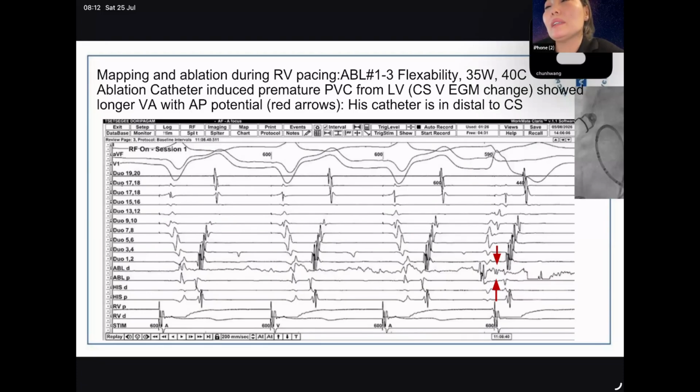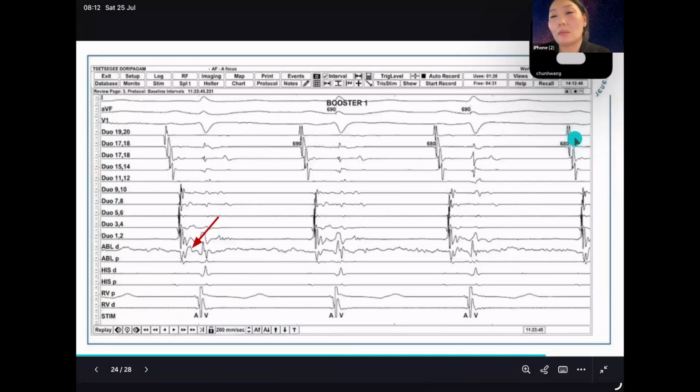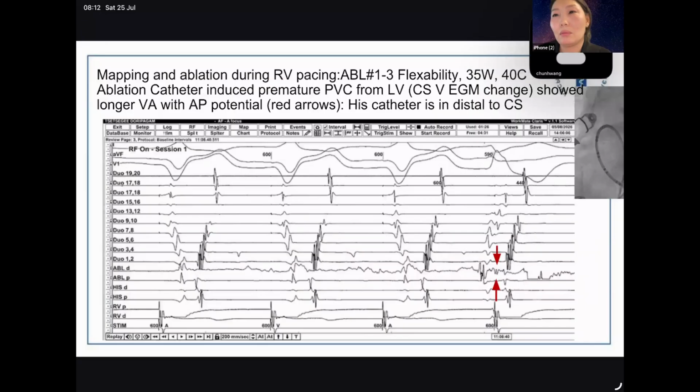ablation during the RV PVC. We used a flex irrigation catheter, and when we started the ablation more on the ventricular side, during the ablation the LV PVC revealed the bypass tract signal. It showed the red arrow in the picture.